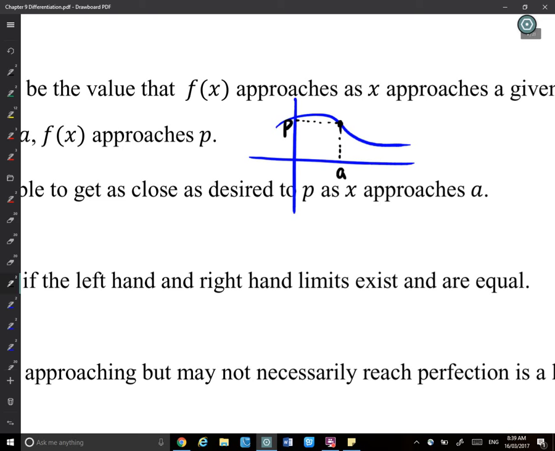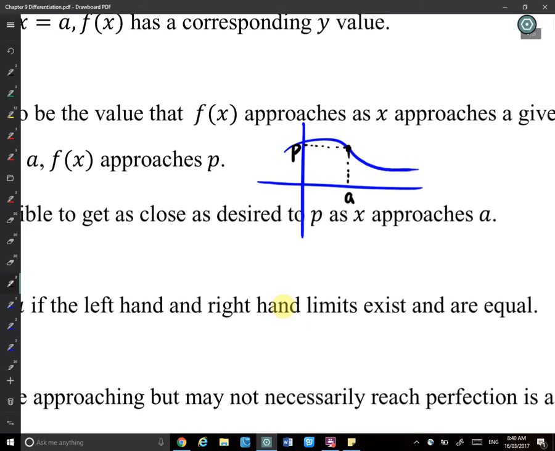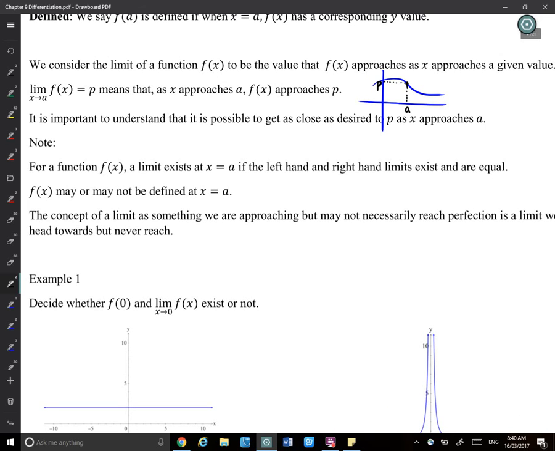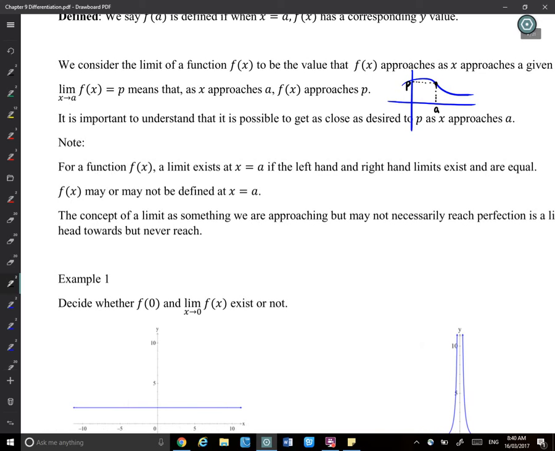If you go from that side, up to here, and then you go closer to that level. As you get closer to the point A, from both ends, your y value is all approaching this p value. So that means the limit. It is important to understand that it is possible to get as close as desired to p as x approaches a. You can have a 0.001 difference or 0.00001 difference, and the y value will approach that p value.